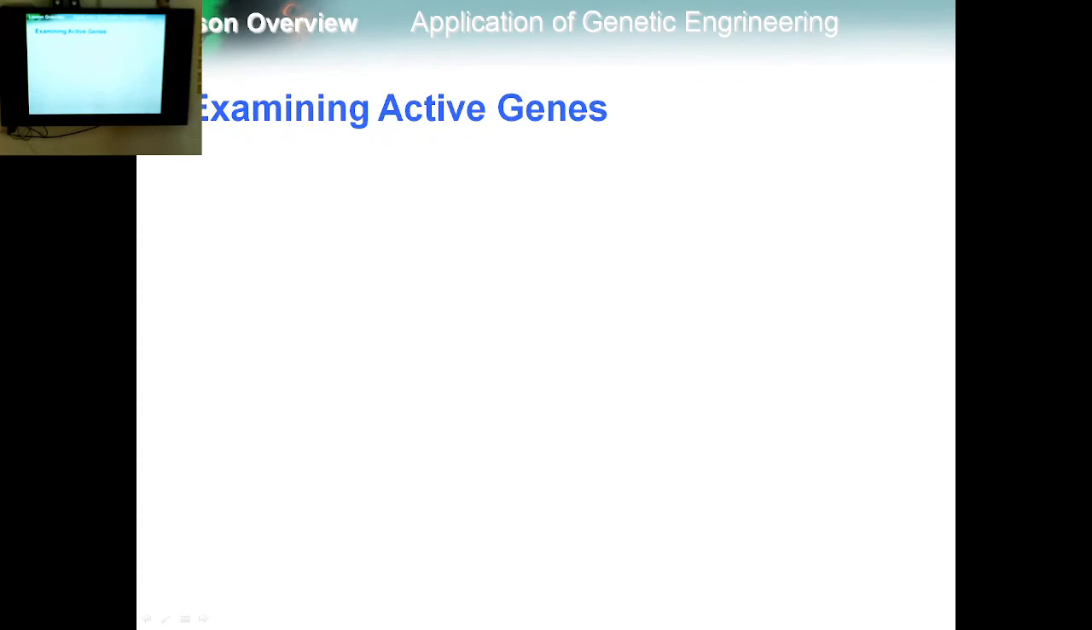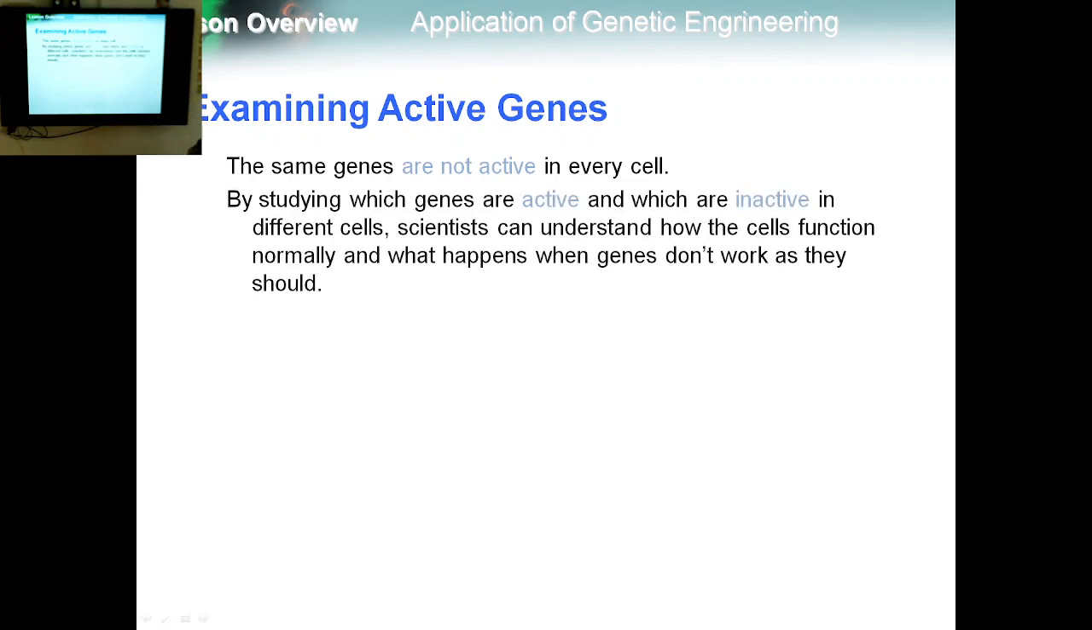Let's begin with examining active genes. The same genes are not active in every cell. We have to know that the same gene is not active in every cell. By studying which genes are active and which genes are inactive in different cells, scientists can understand how cells function normally and what happens when genes don't work as they should. We need to know in which cell the gene is active and in which cell the gene is inactive.